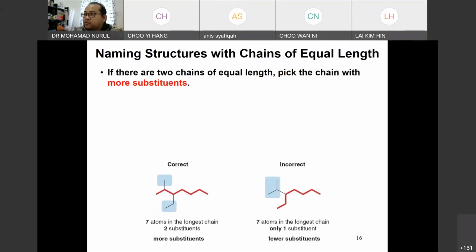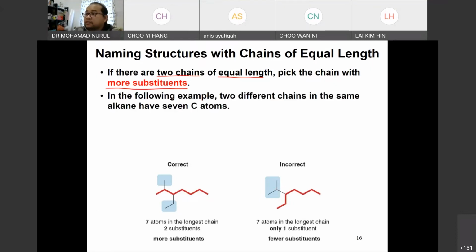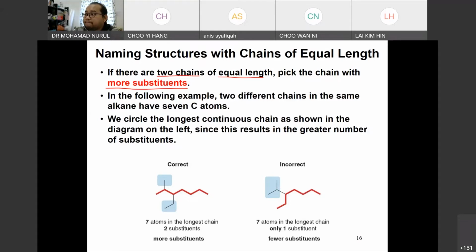If there are two chains of equal length, pick the chain with more substituents. So in this one, we have 1, 2, 3, 4, 5, 6, 7, but it has two substituents compared to this one, 1, 2, 3, 4, 5, 6, 7. It's better to have more substituents. This is the keyword: more substituents.